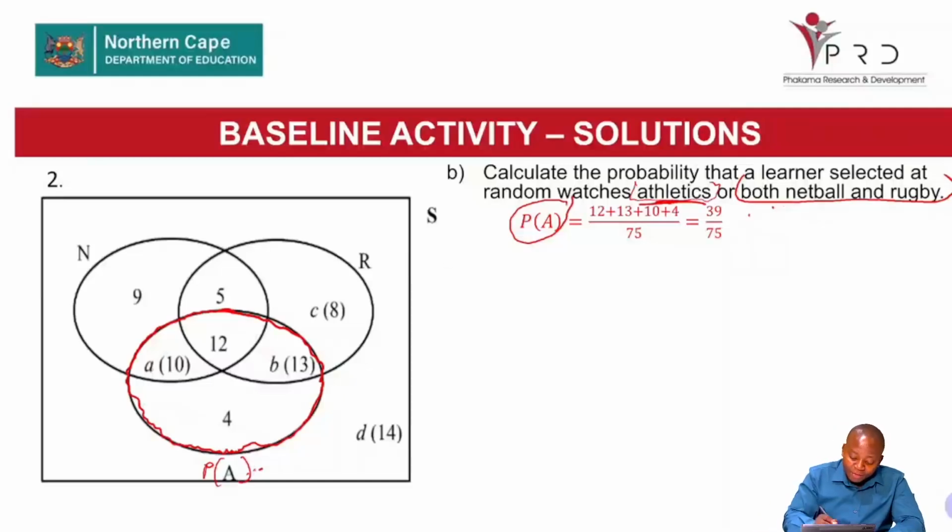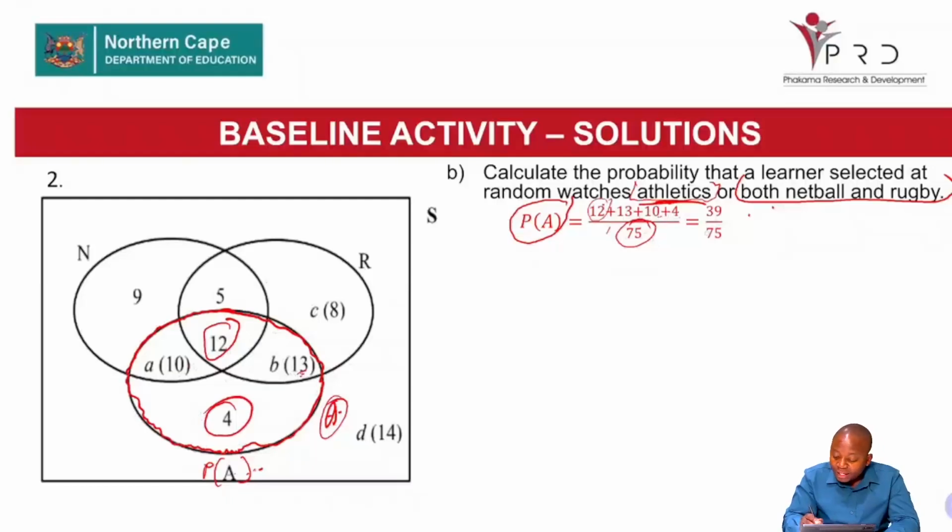Now we're saying, first one is 12 over, so everything divided by the total. So it's 12, the middle intersection. So everything that is in sphere A is the one that we are looking for on the first one. Plus 13, 13 also is part of sphere A. As we can see, I've highlighted the sphere for us. Plus 10, 10 also is part of sphere A. Plus 4, which is sphere A alone. Then all divided by 75. So how are we doing this? We are saying, when they say athletics, that means everything in the event athletics. Then we have 39 over 75.